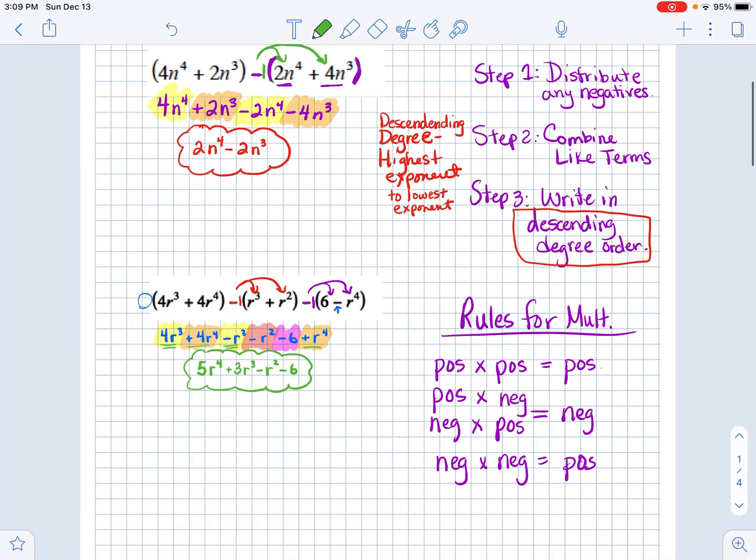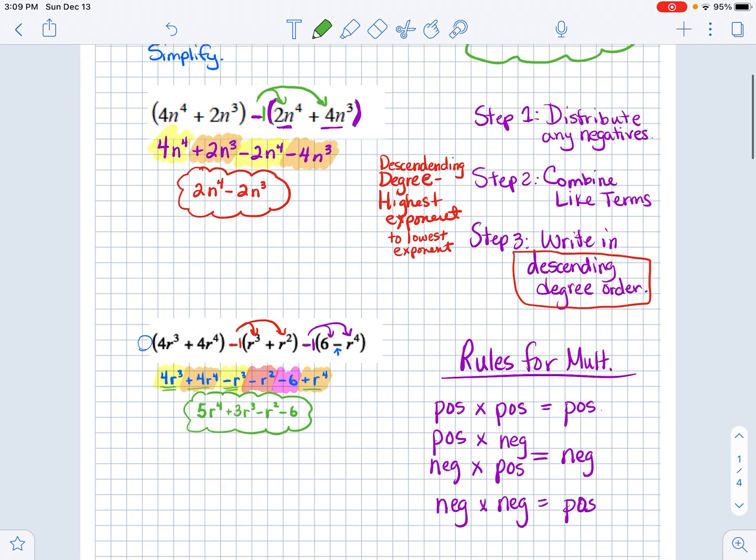So this is how you subtract expressions. You distribute the negative 1 through the parentheses by multiplying every term in there by negative 1, and then you combine your like terms and write your final expression in descending degree order. Keep in mind, you still have those rules for multiplying positive and negative numbers that you have to think about as you distribute your negative 1.